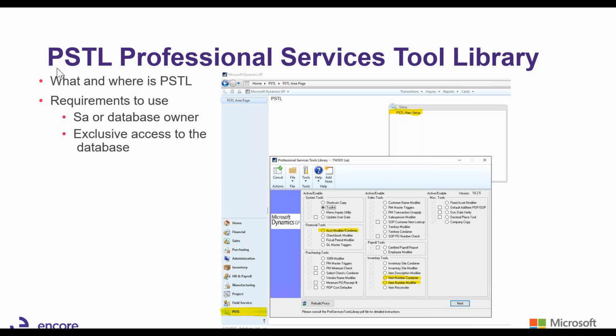So first off, it comes from what they call the PISTL, or Professional Services Tool Library. This is something that is part of Great Plains and as of 2013 R2, it became free to all users inside GP. So you can download this and install it without registration keys. Inside here, we have a list of all of the different professional services tools that are available. I've highlighted the couple that I'm going to be using.